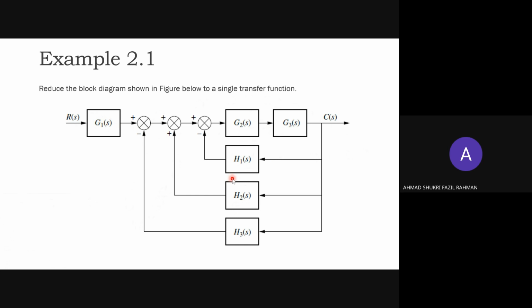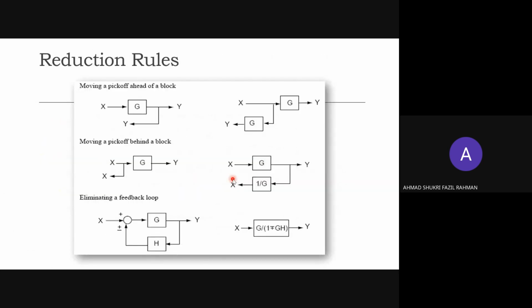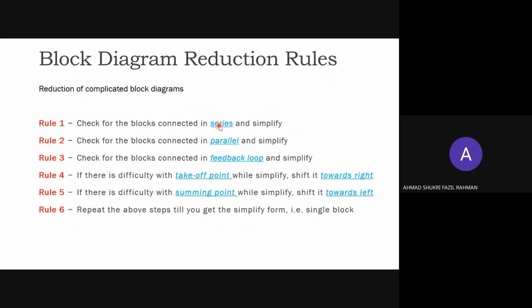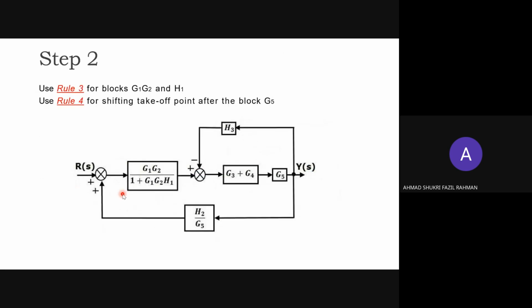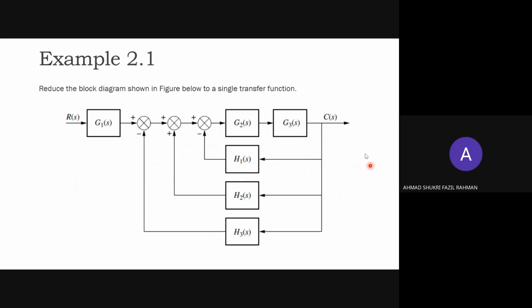So we refer back to the rules given here. First check for series blocks, then parallel blocks, and then check for feedback loops. If there is difficulty with a takeoff point or summing point, we shift it either to the right or to the left, for both points, and then we repeat again. This is already shown here, so no further explanation is needed. So we go to example 2.1.